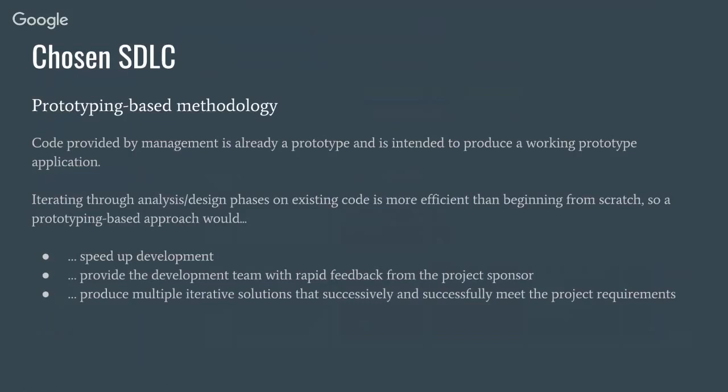The SDLC we chose to use, the software development life cycle, was a prototyping-based methodology. The base code provided by management was already a prototype, so it made sense to work with additional prototypes on top of that and just take what we already had and build onto it, adding features until we meet the project requirements. We chose this so we could speed up the development, provide the development team with rapid feedback from the project sponsor, and produce multiple solutions that successfully meet the project requirements.